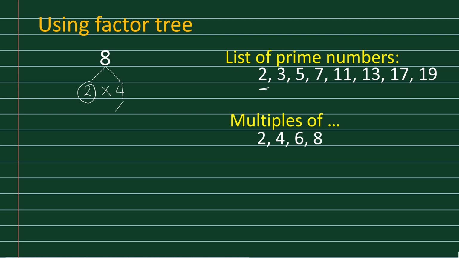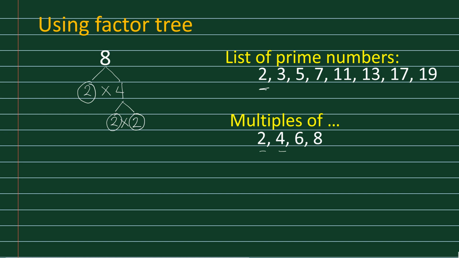Next, 4 is not prime, so let's factor 4. Let's go back to our multiples. You have 2, 4. So that means we have 2 pieces of 2. So that is 2 times 2. In your multiplication, that is 2 times 2 equals 4. So here we have now our prime and another prime.